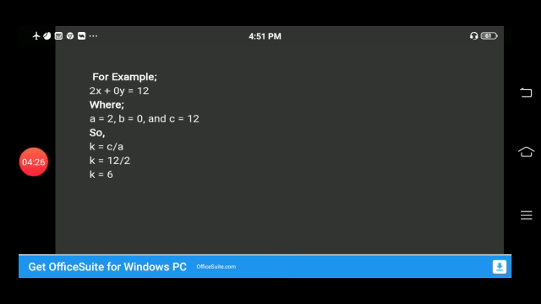For example, 2x plus 0y is equal to 12. So a is equal to 2, b is equal to 0 and c is equal to 12. Here we know that k is equal to c over a. So k is equal to 12 over 2, k is equal to 6.